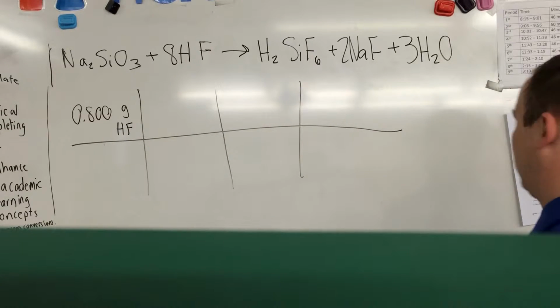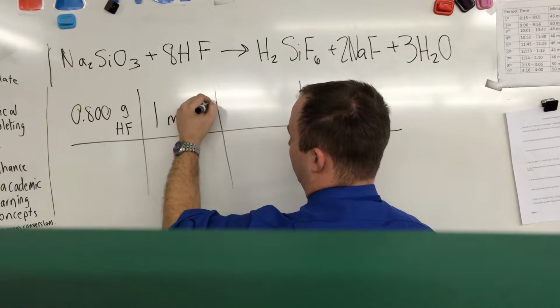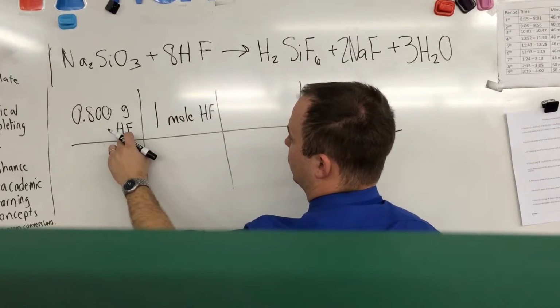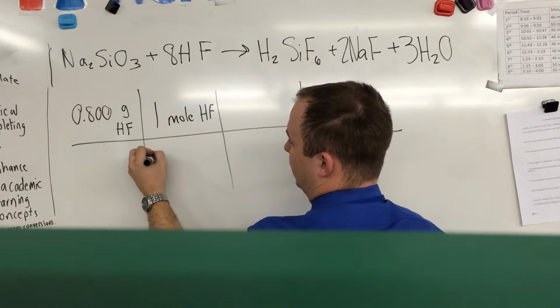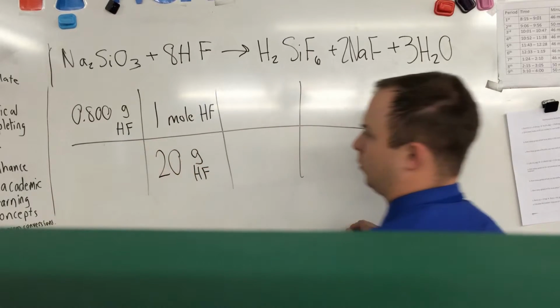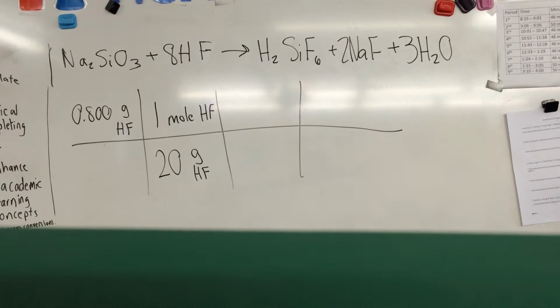So to do that, we're going to put 1 mole of hydrofluoric acid on top, okay? And then we need to find out the molar mass of hydrofluoric acid. Well, hydrogen is 1, fluorine is 19, so if we add 1 and 19, we get 20 grams of hydrofluoric acid, okay? So if we just stopped here, this would give us the number of moles of hydrofluoric acid.